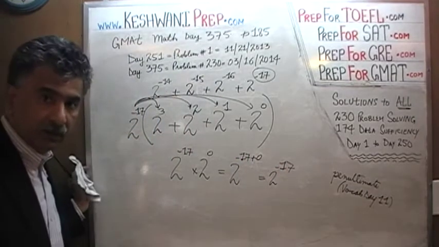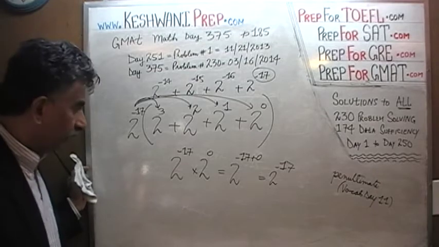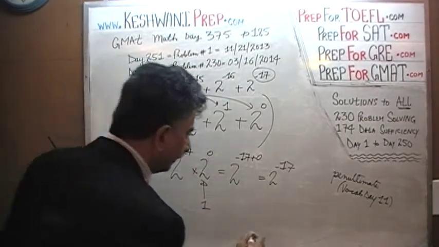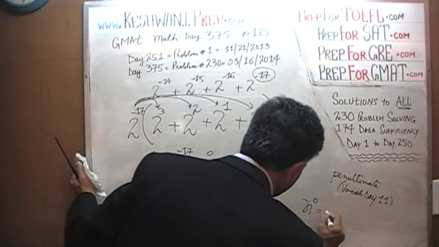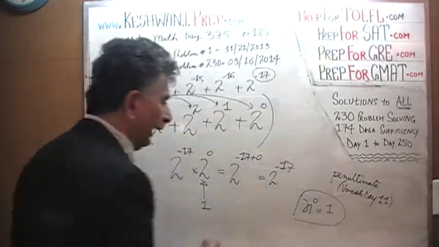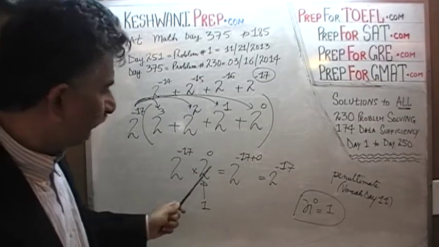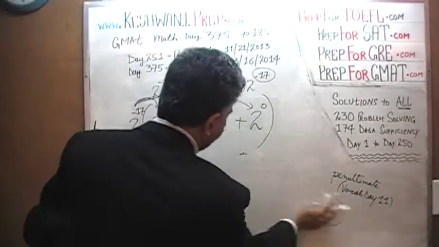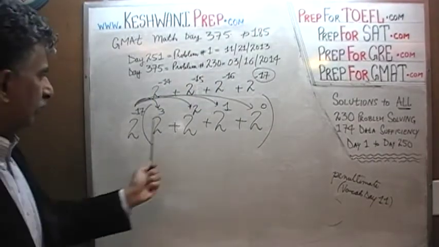But the reason why we're making all this fuss is because we mustn't forget this part. 2 raised to 0 is 1. Any number raised to 0 equals 1. That's what they're trying to test here. That's it, we're done. That's all it is. We just have to figure out what these quantities are.